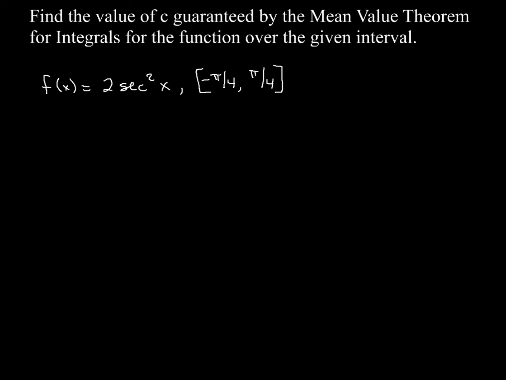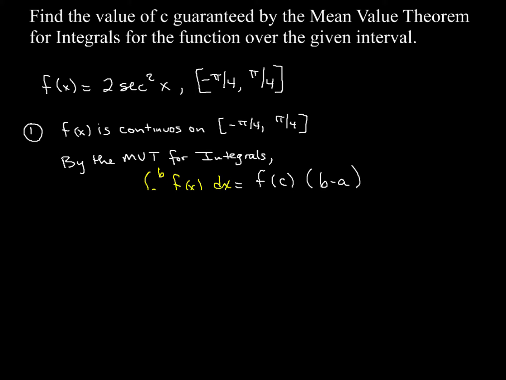One of the things we've got to do first is say that the function f of x is continuous on that closed interval. Since it is continuous, then by the mean value theorem for integrals, the integral from a to b of f of x dx is going to equal f of c times the quantity b minus a. And b and a are going to come from these values right up here in your closed interval.